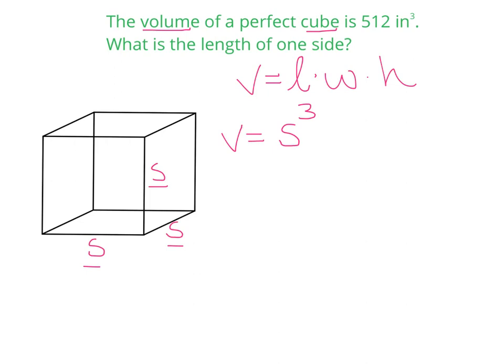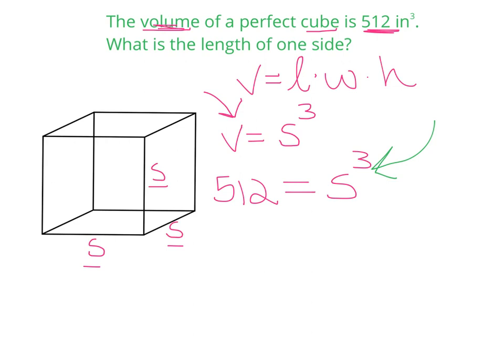Alright, so in this example it says the volume is 512. So I can plug that number in for my V of my formula. 512 is equal to side cubed. So now I have to solve this equation. What number, when you cube it, gives you 512?